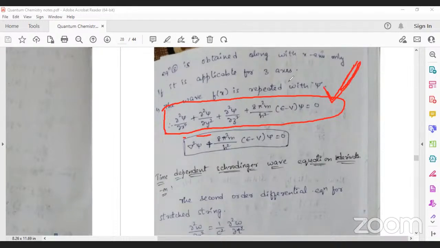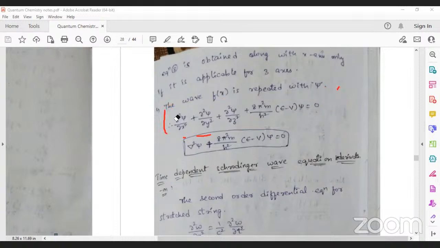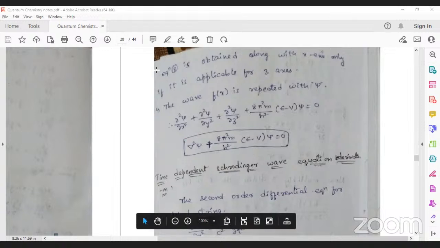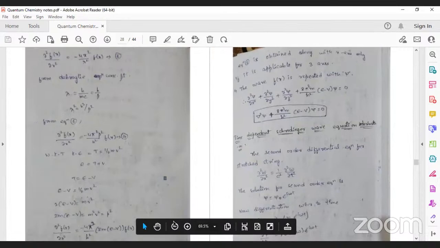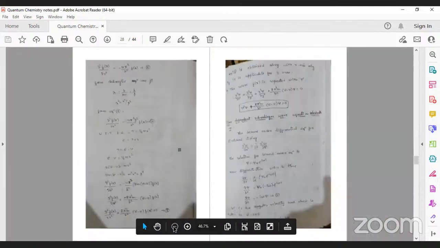Is it clear? Somewhat difficult, I understand. So you people may practice that equation. Definitely you will get the solution easily. Right, so the remaining topic we are going to discuss in the next class.